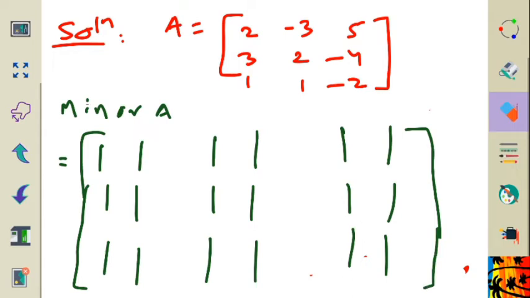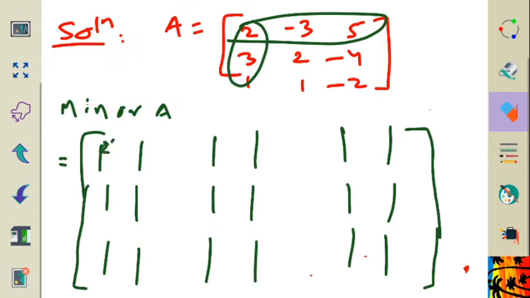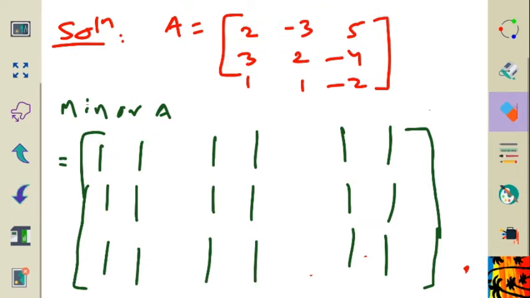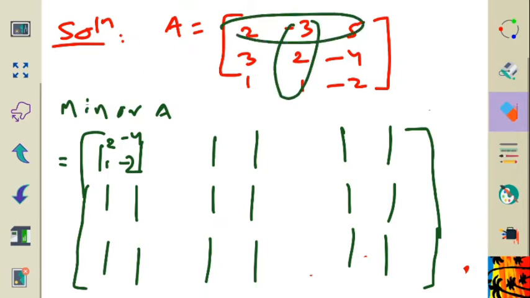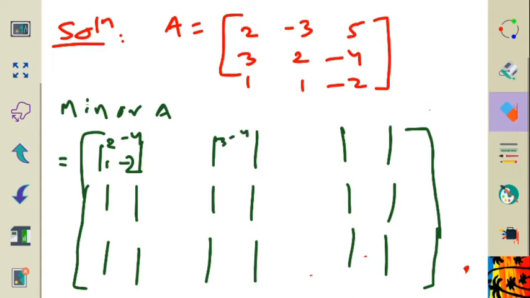In the first one, what I will write is, you remove this row and this column, write the remaining things. This is 2, minus 4 and this is 1, minus 2, right? So let me do it. So I will be writing it like this, 2, minus 4 and this is 1, minus 2. Clear? Next, here also you remove this row and this column. What is left, you just write it down. Clear? So what will be left is 3, minus 4 and here it will be 1, minus 2.